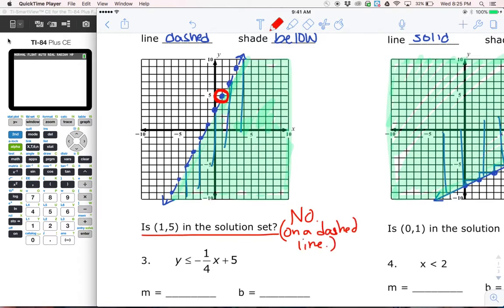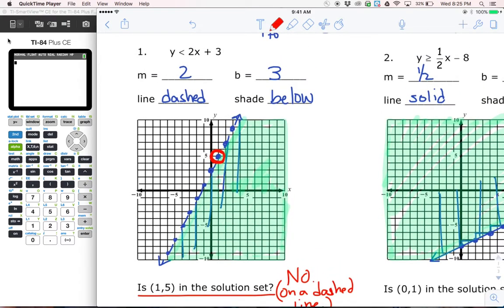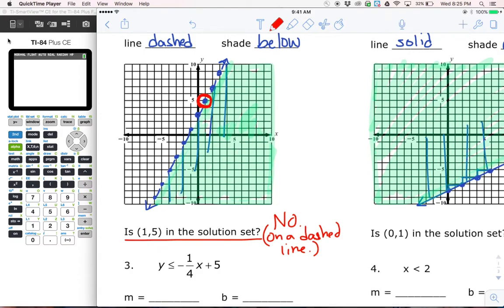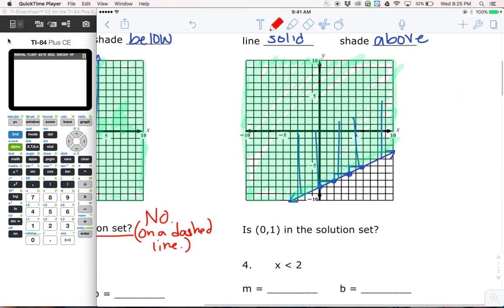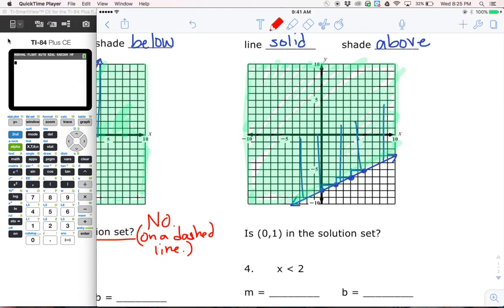Okay, just like the symbol itself, it's less than, not less than or equal to. So if it's on a dashed line, we actually do not include those points. The next graph is giving us a random point to check. Is 0, 1 in the solution set? Well, here's 0, 1. It's in a portion that has been shaded. So yes, it is a solution. I'm going to say in the shaded region. That's how I know.